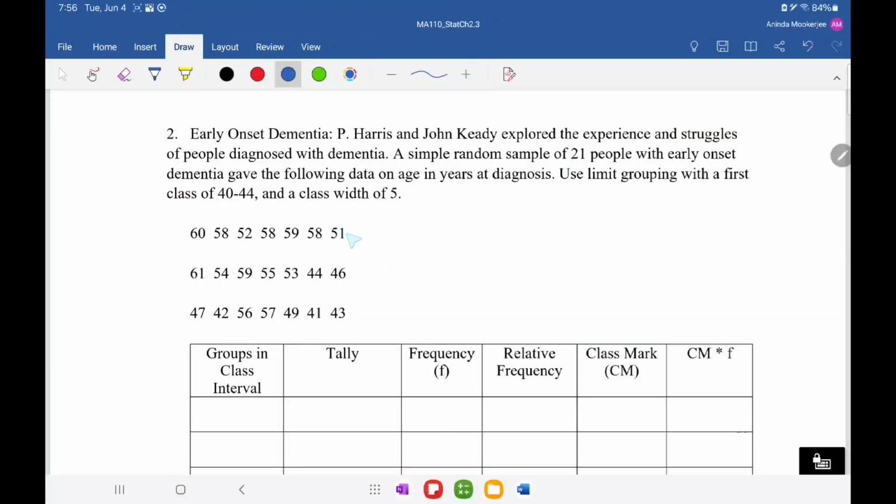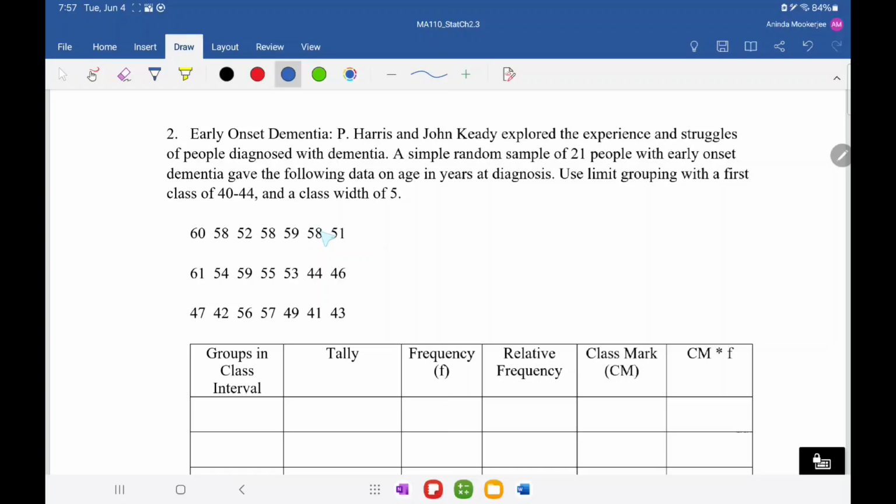Question number 2 is an exercise on creating a frequency table using the limit grouping interval method. All right, so let's read the question. It says early onset dementia. P. Harris and John Keedy explored the experience and struggles of people diagnosed with dementia. A simple random sample of 21 people with early onset dementia gave the following data on age and years at diagnosis. Use limit grouping with the first class of 40 to 44 and a class width of 5.